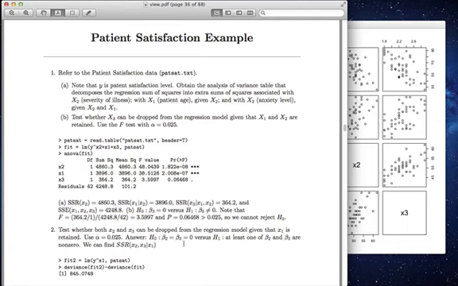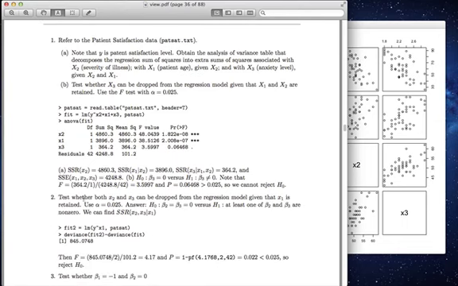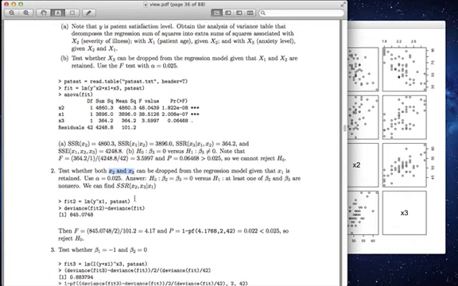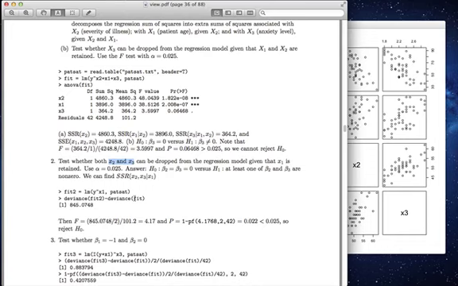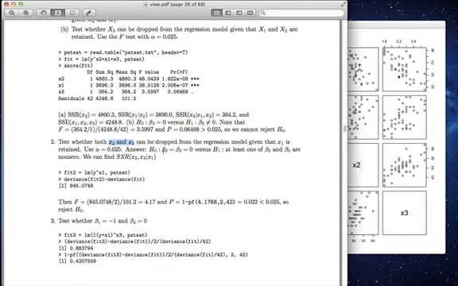So the next question says, test whether x2 and x3 can both be dropped from a regression model if we retain age. So do we need both of these terms if we have age in the model? What we're really testing is the null hypothesis that both beta 2 and beta 3 are 0. This one's a little bit more complicated.